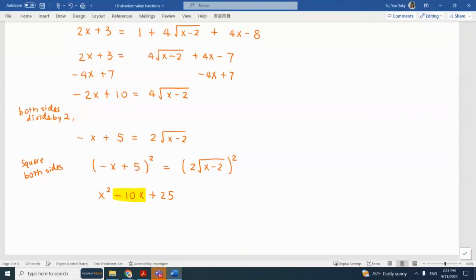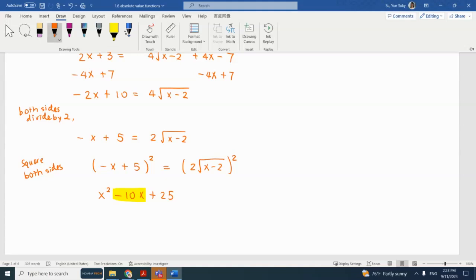Everybody highlight the middle term. This is really the common mistake for many students. Okay, so don't forget the middle term. Everybody say middle term. Middle term. Yes. Okay, good. Keep going.